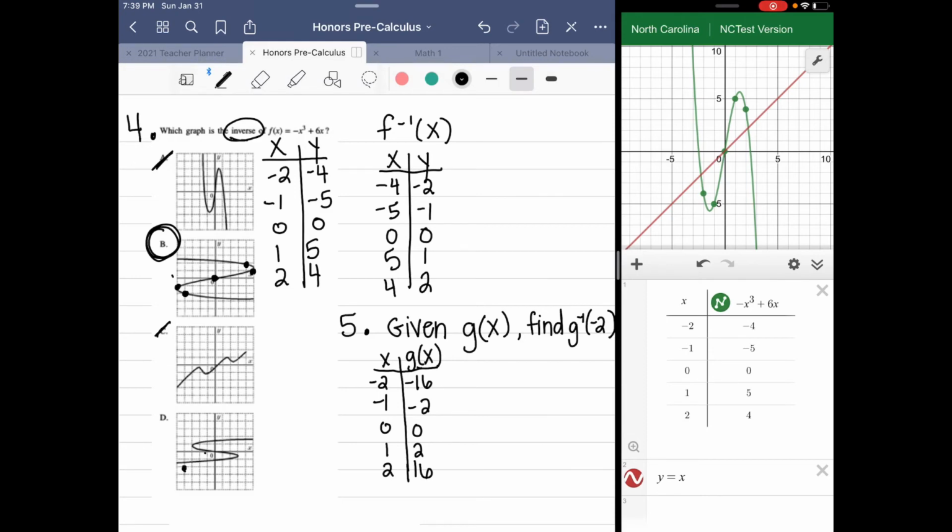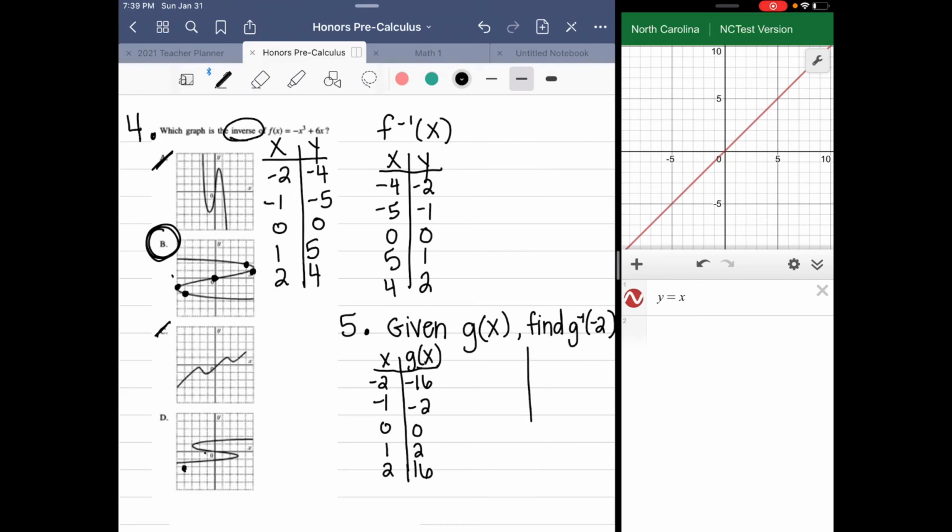All right, for number 5, given the original function g of x, find the inverse of negative 2. Now, this is one of those things that is super easy, but I find that students make very simple mistakes when it comes to this. So let me remind you that when you're looking at the original, remember we flip the x and the y. So when you're looking at your inverse, you're actually looking at the y value being input into the inverse of the original.